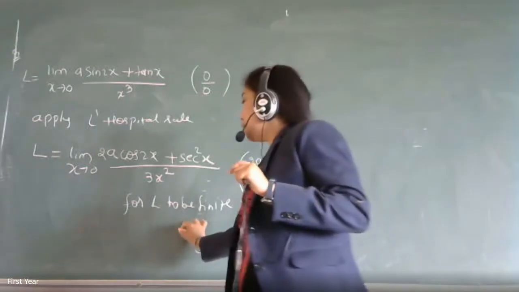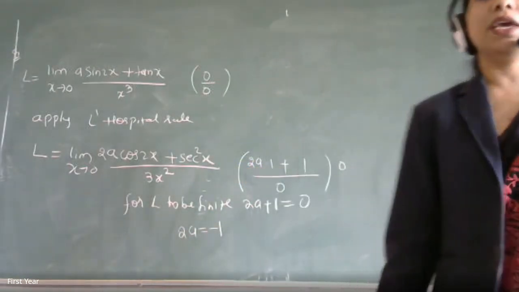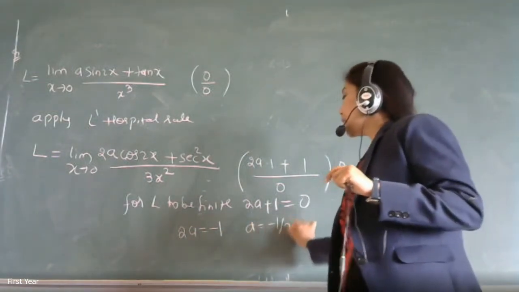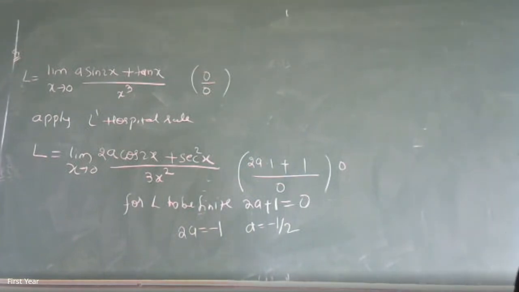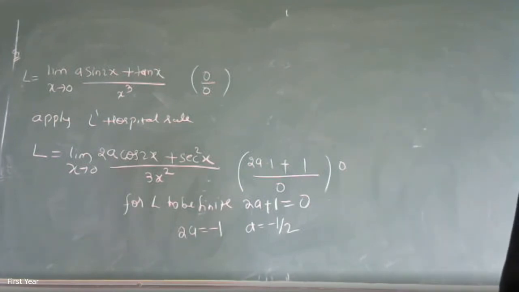Yes, ma'am. Okay. And therefore, what will happen? 2a will be minus 1. That means a is equal to minus half. Clear? Fine. Now, when you put a is equal to minus half, you will get the answer to be finite.